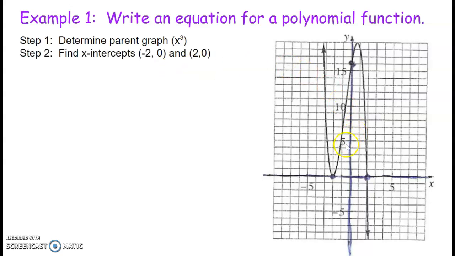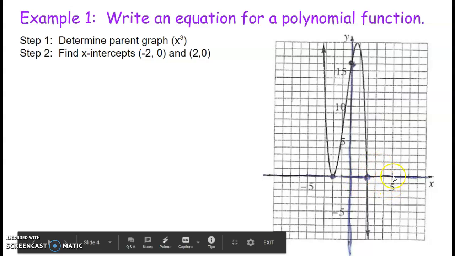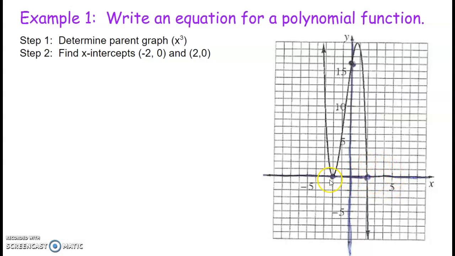Number two is to find the x-intercepts. We got them right here and over here. So one of them's at 2, 0, the other one's at negative 2, 0.